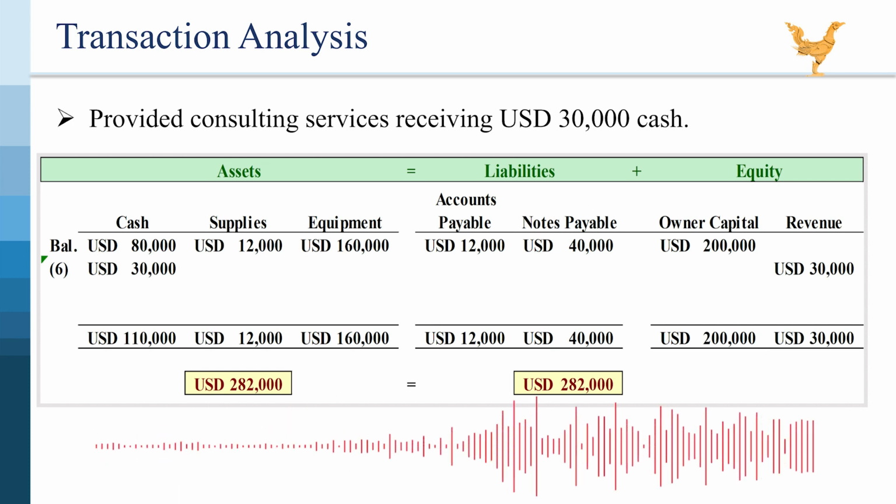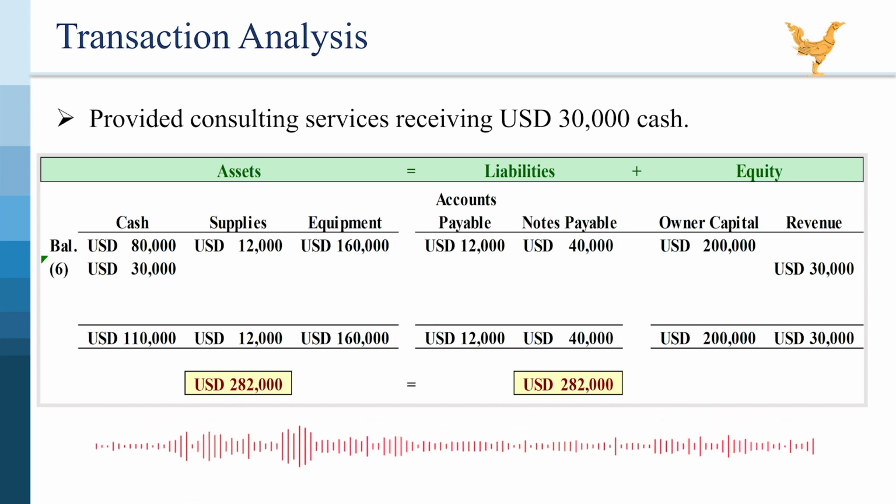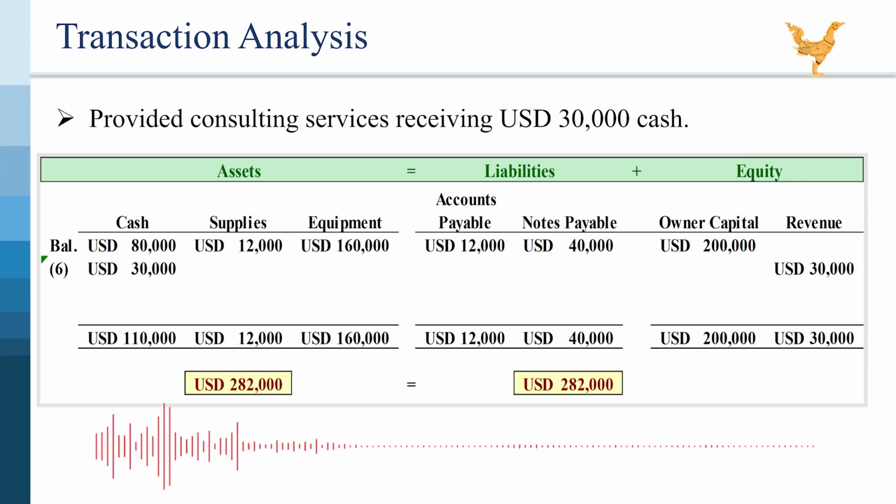Key takeaway. This example illustrates how a single transaction ripples through the accounting system. By analyzing these effects, we get a clearer picture of the company's financial health. We can see how much cash it has, how much it's earning, and how that impacts its overall financial position.